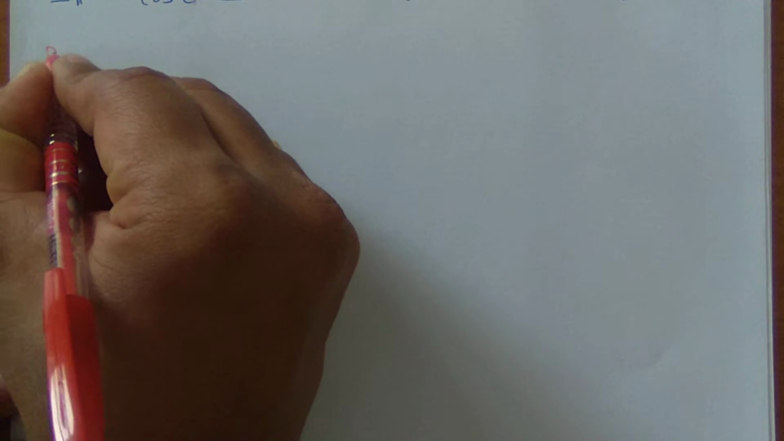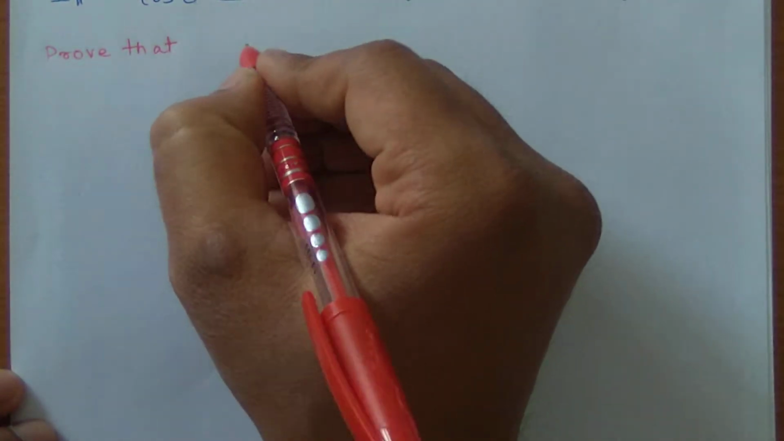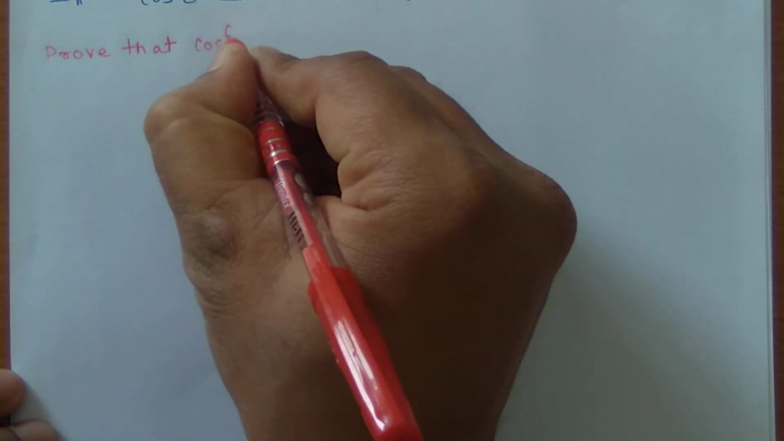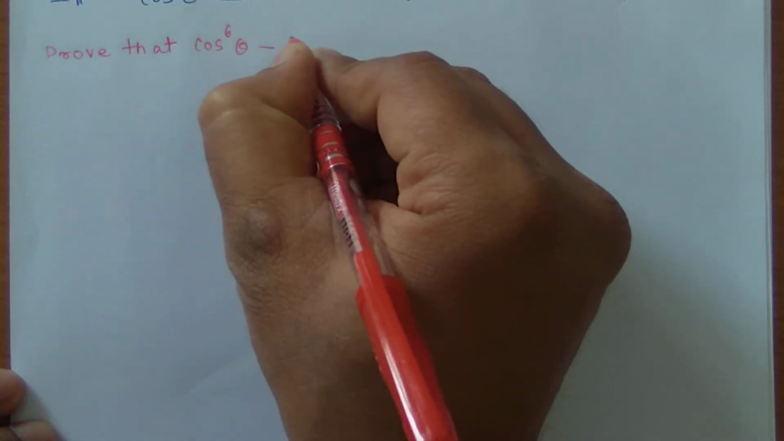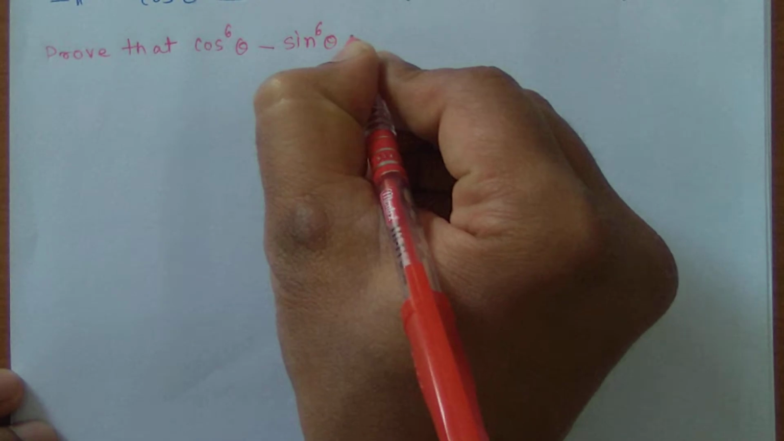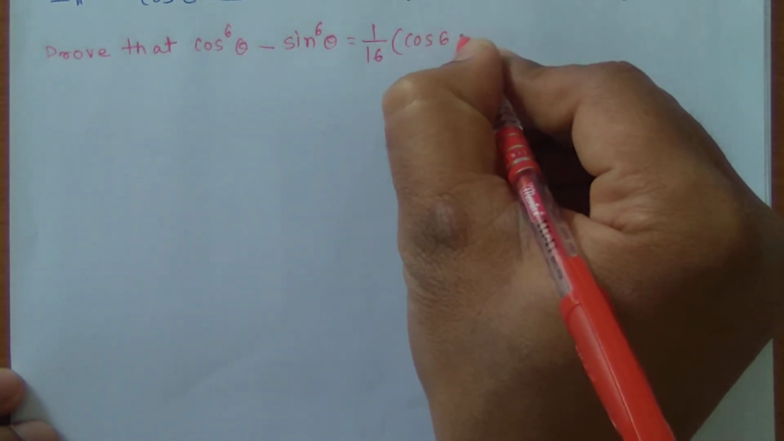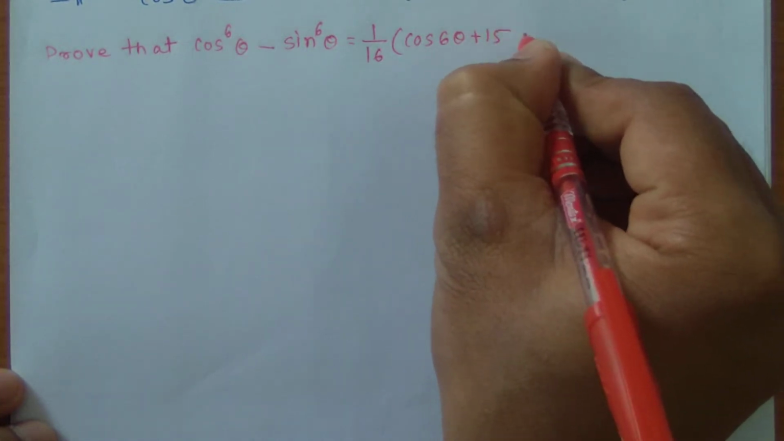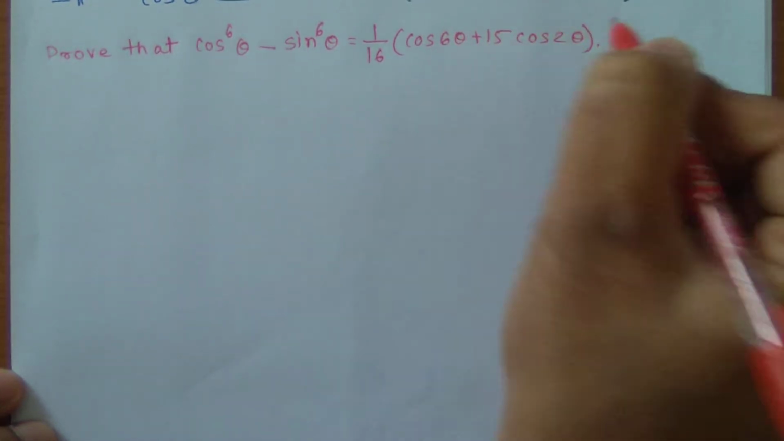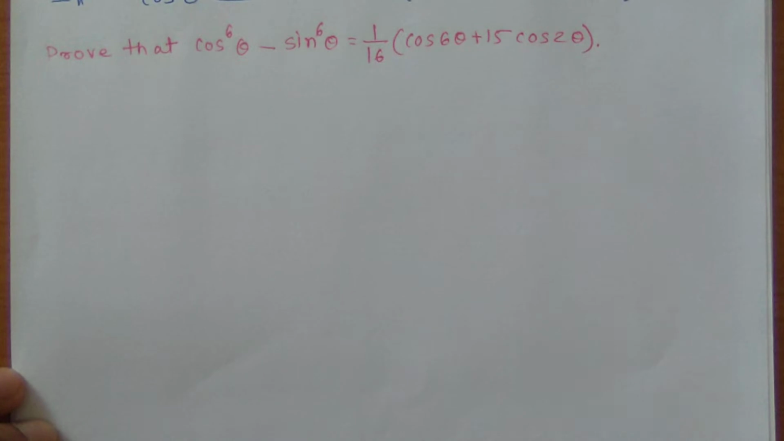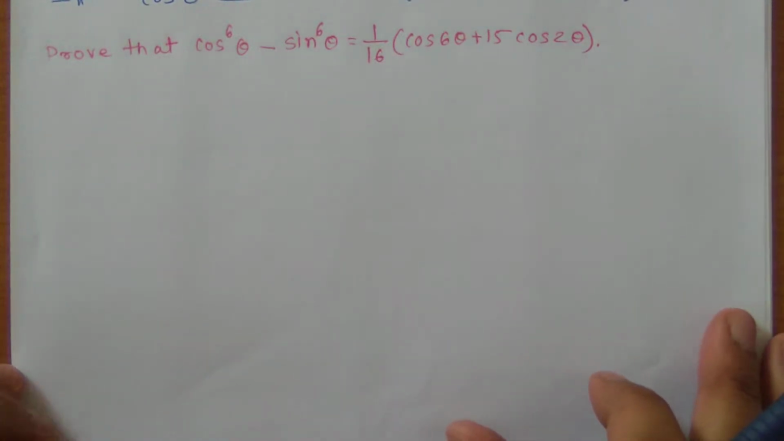Prove that cos raised to 6 theta minus sin raised to 6 theta is equal to 1 by 16 into bracket cos 6 theta plus 15 cos 2 theta. Okay, so we have to calculate this. Now how we will find out or how we will prove this?